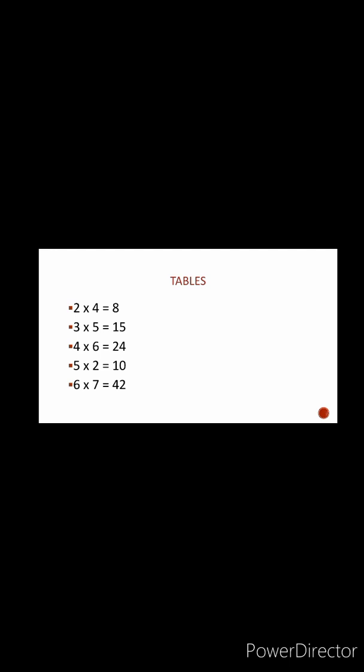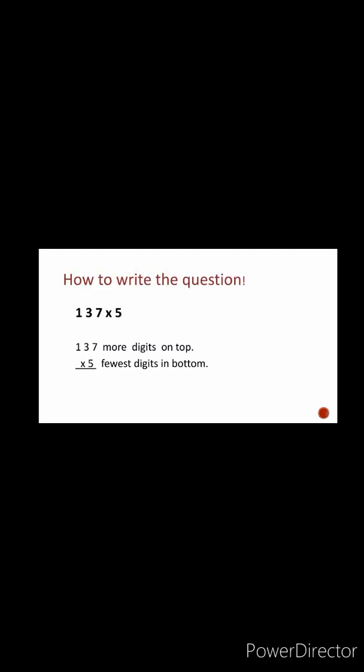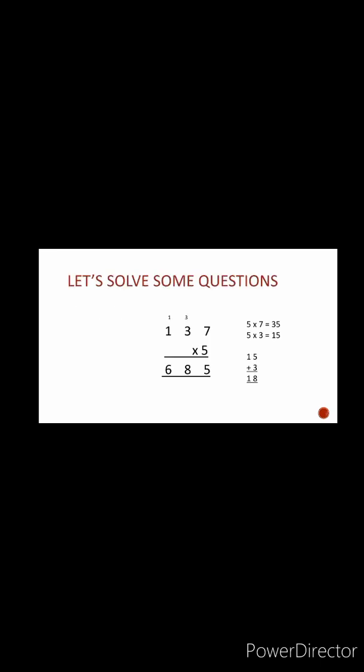Yes, students. Now, moving towards how to write the question. For example, here we have the number 137 multiplied by 5. More digits will be written on the top line, while the fewer digits will be written in the bottom line. Let's solve the question. You have to do multiplication with each number. It starts from the right side and moves towards the left side. Start from 5 times 7. 5 times 7 is 35. 5 will be written here and 3 will become your carry.